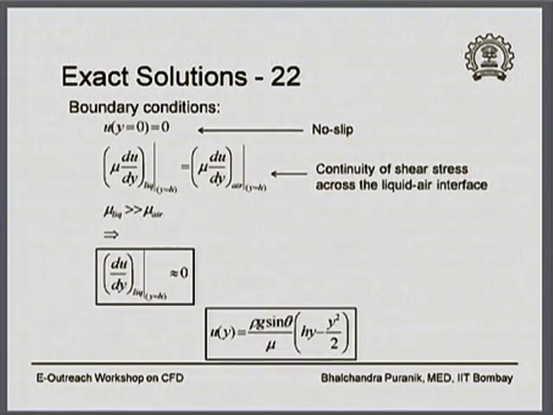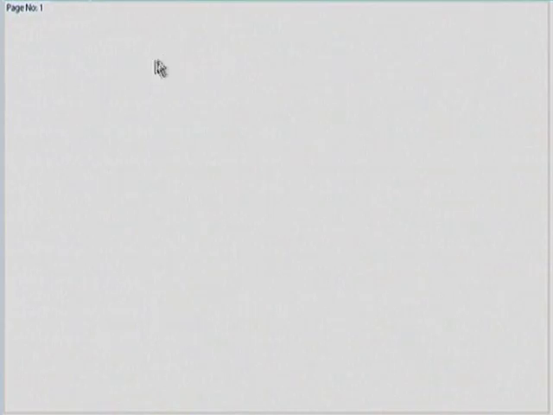Therefore, the shear stress is simply, using our one dimensional expression for the shear stress, mu multiplied by du dy. The continuity of shear stress across the liquid and air interface, which is a physical boundary condition, forces us to say that mu times du dy on the liquid side at y equal to h is equal to mu times du dy on the air side at y equal to h. And let me go back to my whiteboard and show you what we are going to argue.